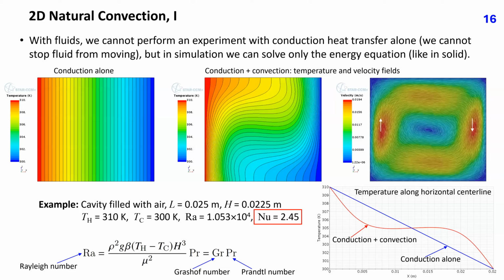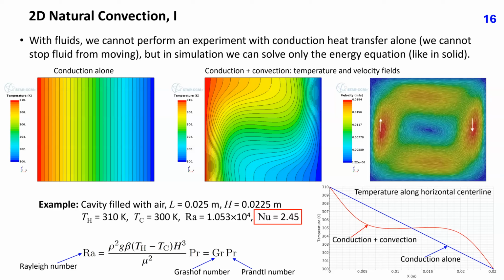Let us look at a 2D cavity filled with air, whose length is 25 mm and height 22.5 mm, with hot wall temperature Th equals 310 Kelvin and cold wall temperature Tc equals 300 Kelvin. In the case of conduction alone, the temperature varies linearly between hot and cold wall, as shown in this plot.